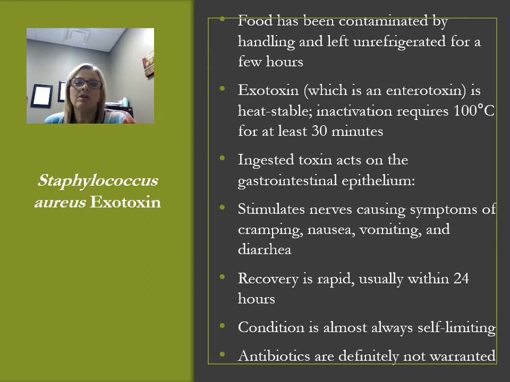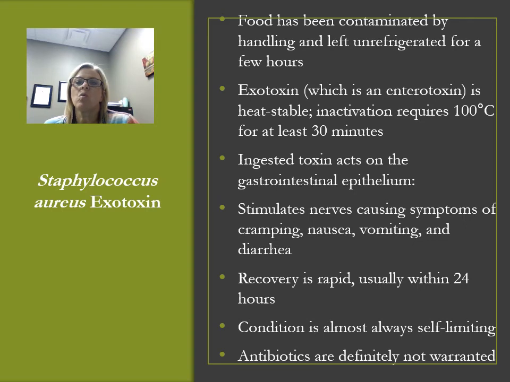This enterotoxin or exotoxin is going to be heat stable. To be inactivated, you have to have 30 minutes of at least 100 degrees Celsius, okay? And so heating the food after toxin production may not necessarily prevent the disease. This is going to be a gram-positive bacterium, and you would suspect this in foods that have a high salt or sugar content if someone has an exotoxin or an enterotoxin disease due to that.